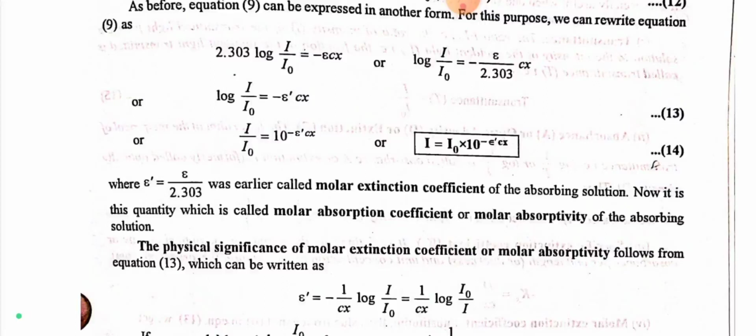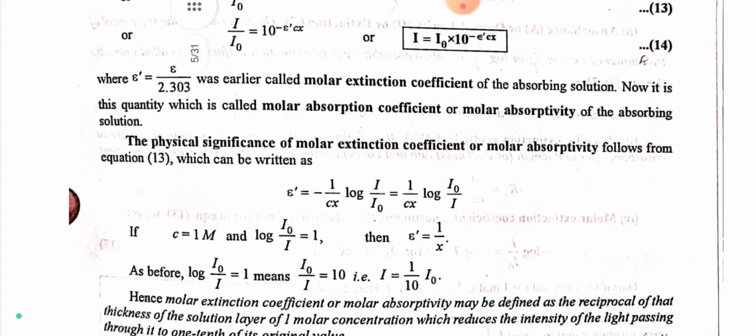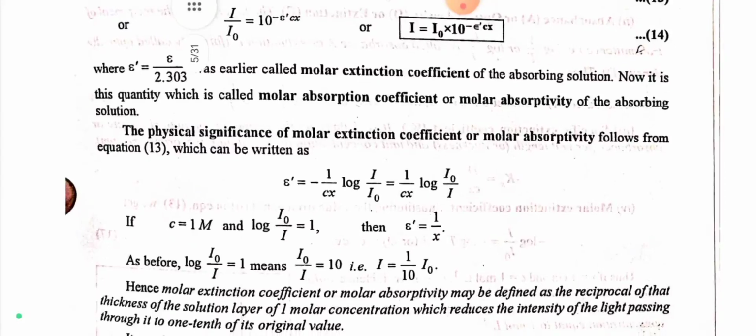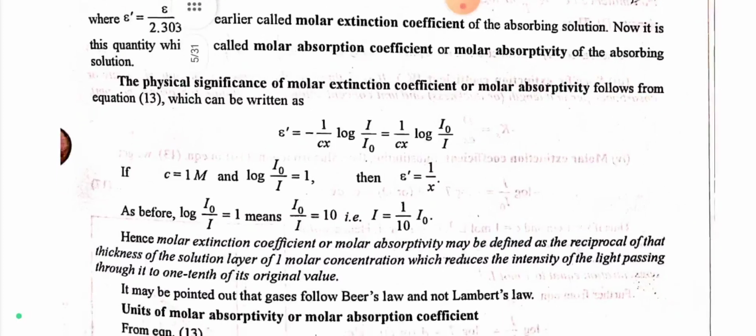The physical significance of molar extinction coefficient or molar absorbability follows from equation 13, which can be written as epsilon dash is equal to minus 1 upon cx log I by I naught is equal to 1 by cx log I naught by I. If c is equal to 1 molar and log I naught by I is equal to 1, then epsilon dash is equal to 1 by x. As before, log I naught by I is equal to 1 means I naught by I is equal to 10, that is I is equal to 1 by 10 of I naught.